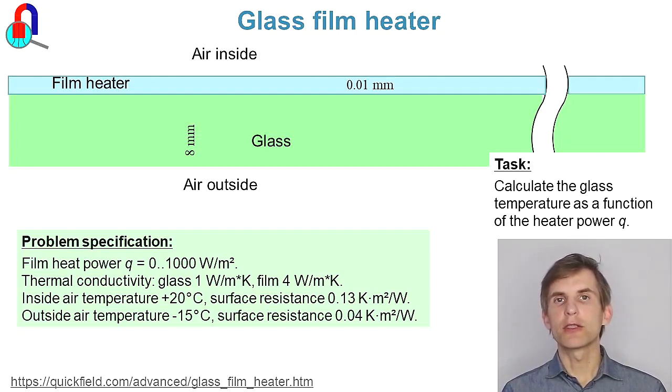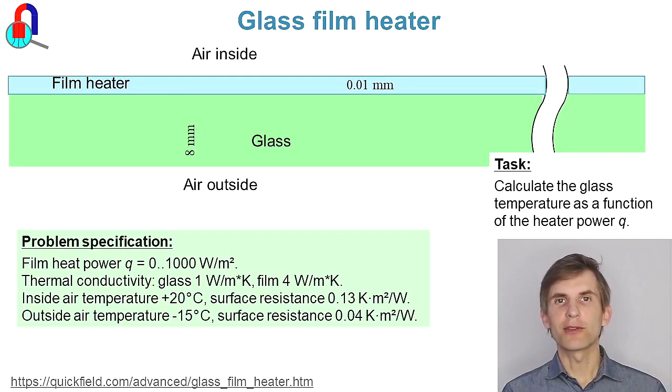Outside, the air temperature is minus 15 degrees Celsius. Inside, the air temperature is plus 20 degrees Celsius. Our task is to calculate the temperature of the glass. I'm going to use QuickField simulation software to conduct the virtual experiment. The model will be two-dimensional and the analysis type is steady-state heat transfer.